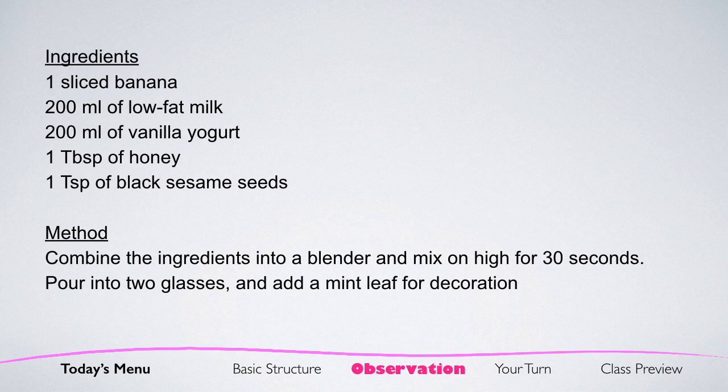Next is the body, the tastiest part of our composition. This is where we see a lot of the important information, examples, and details. In this composition, we see the ingredients and method of making a smoothie. Without these two vital parts, our recipe has no meaning.